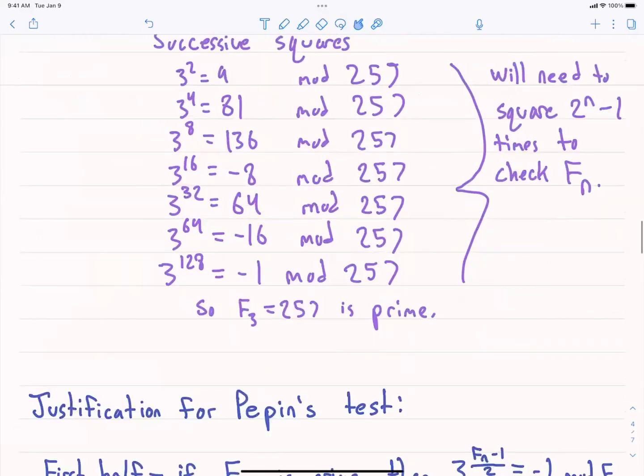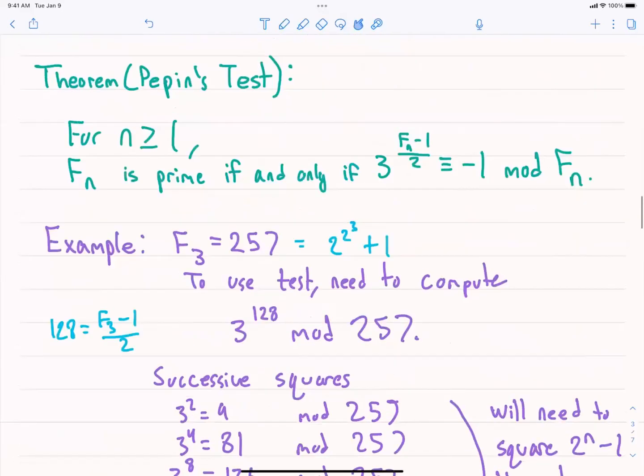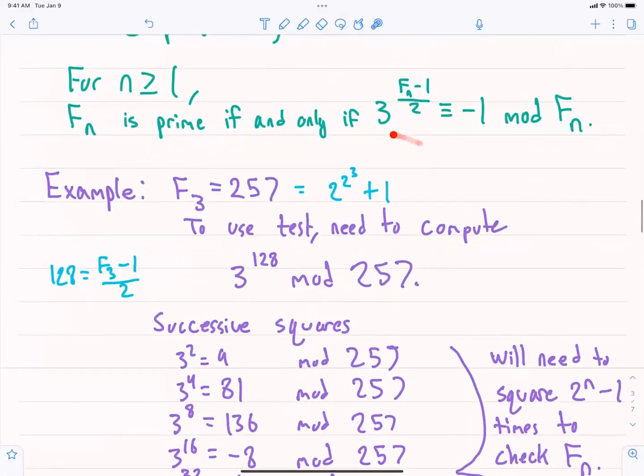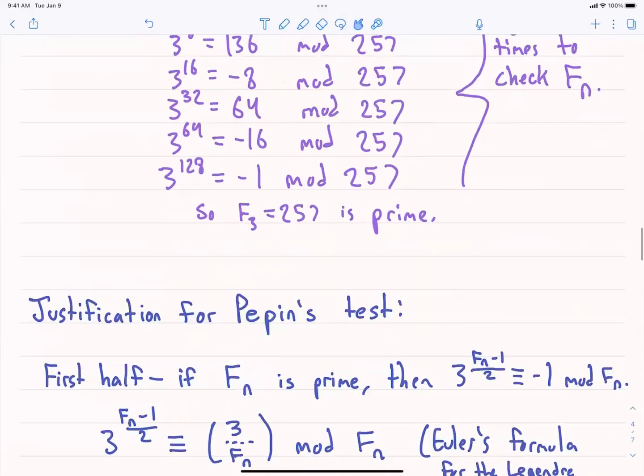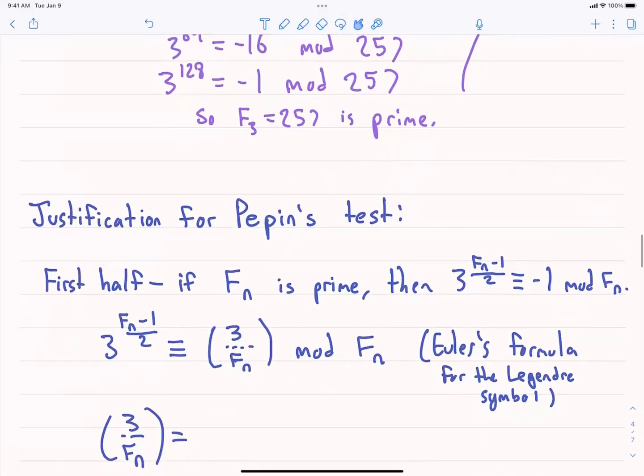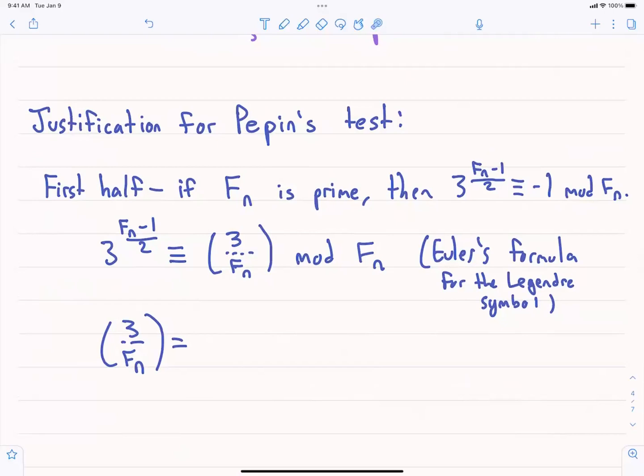Okay, so that's Pepin's test, and that's how you use it, but why is this true? So why does this statement happen if and only if Fn is prime? So the first half is easier, and this is where we use quadratic reciprocity. We have to show two things. We have to show that if Fn is prime, then 3 to the (Fn minus 1) over 2 is congruent to minus 1 mod Fn. And then we also have to show that if we start by assuming this holds, then Fn is prime. So let's do the first one. First, we're going to show that if Fn is prime, then this holds.